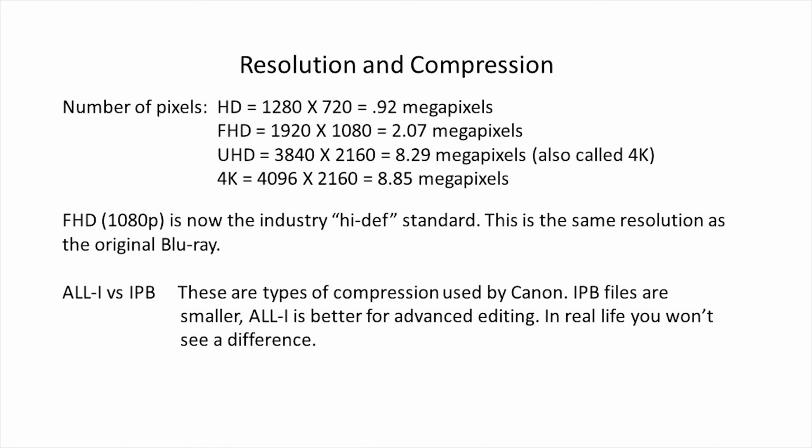Resolution and compression. Full high definition or 1080p is the industry high def standard. This is the same resolution as the original Blu-ray. All-I versus IPB. These are types of compression used by Canon. If you are editing frame by frame, you should pick All-I. Otherwise, you would hardly notice the difference.